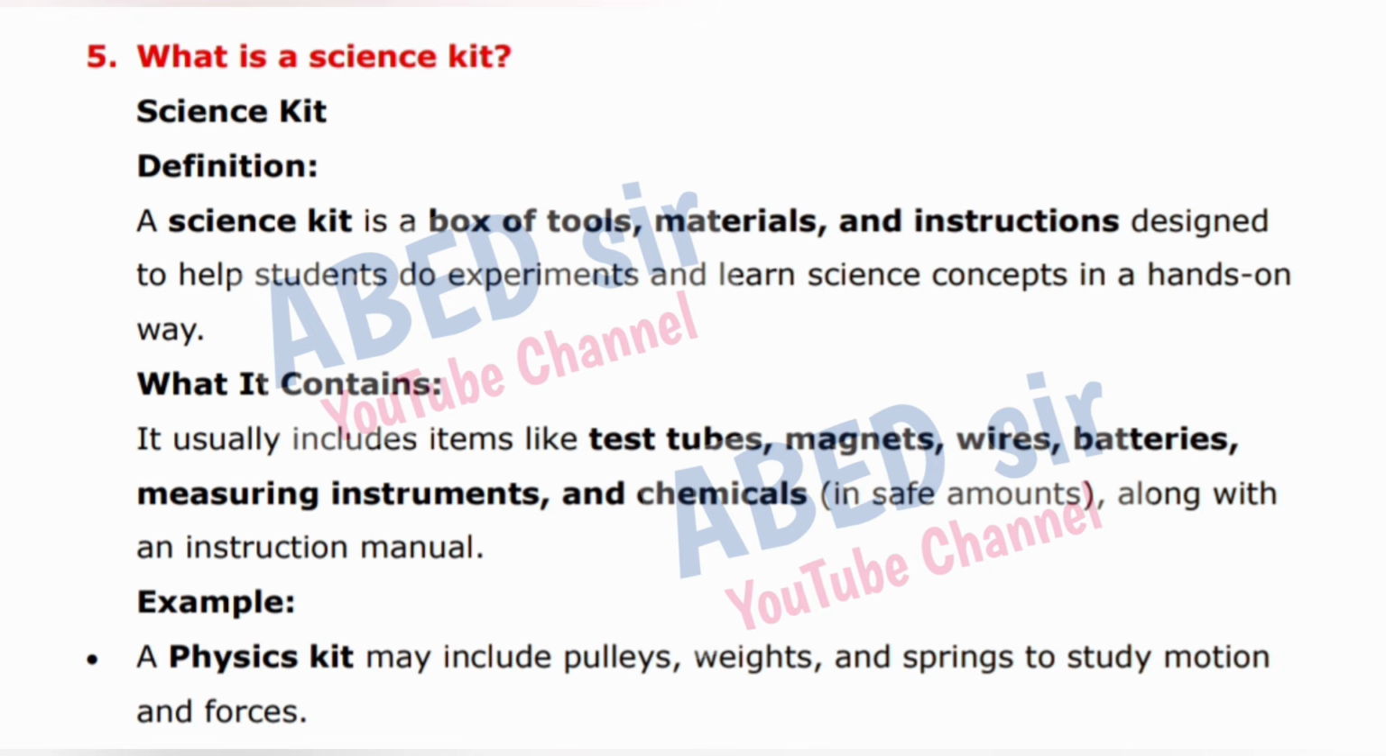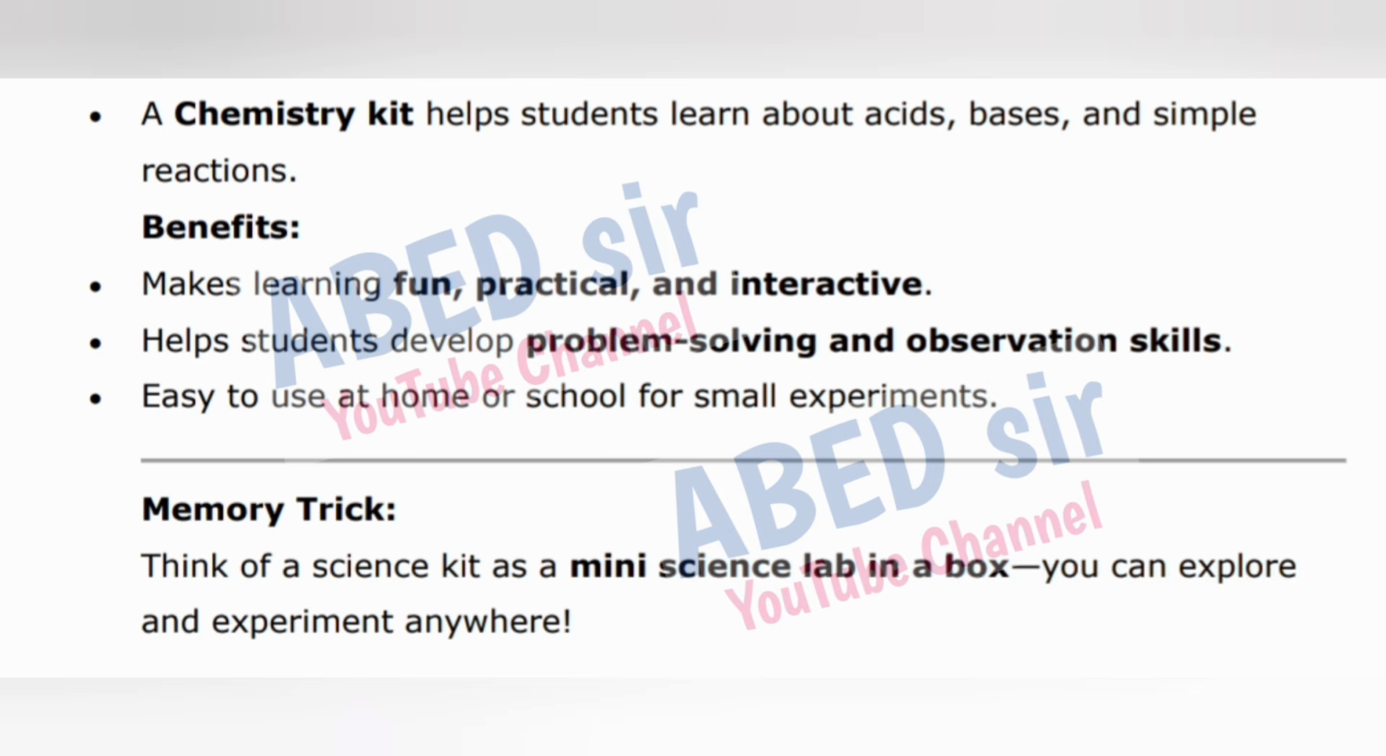What it contains. It usually includes items like test tubes, magnets, wires, batteries, measuring instruments, and chemicals in safe amounts, along with an instruction manual. Example. A physics kit may include pulleys, weights, and springs to study motion and forces. A chemistry kit helps students learn about acids, bases, and simple reactions.